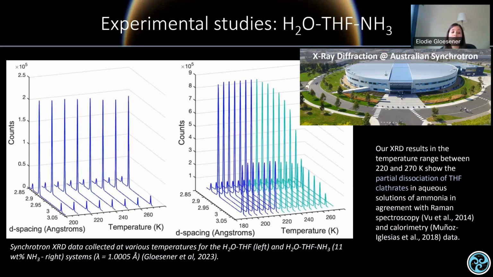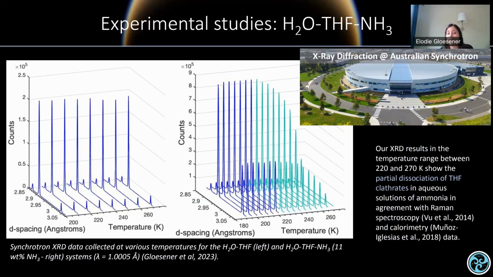You can see that the intensity of the THF peaks without ammonia in the system doesn't change at all with temperature. When you put ammonia in the system, the intensity decreases progressively between 220 and 270 Kelvin. So XRD results show the partial dissociation of THF clathrates in aqueous solutions of ammonia, and it's in agreement with Raman spectroscopy and calorimetry data.